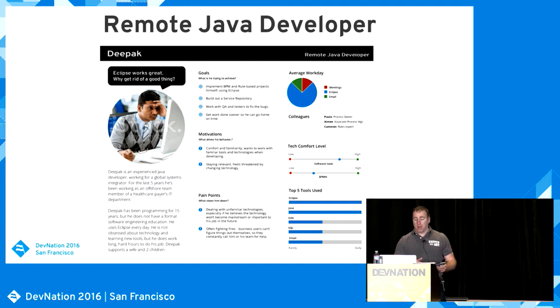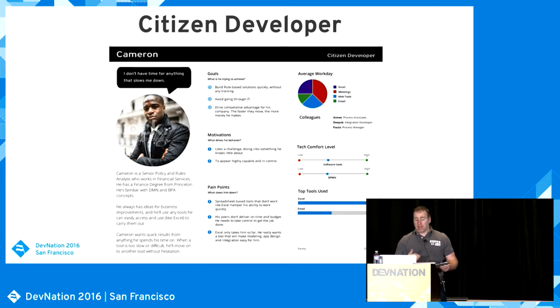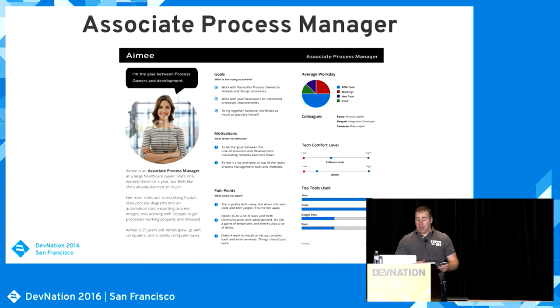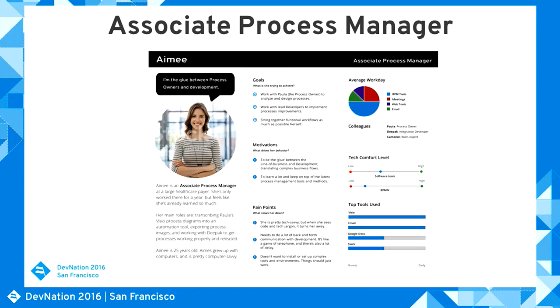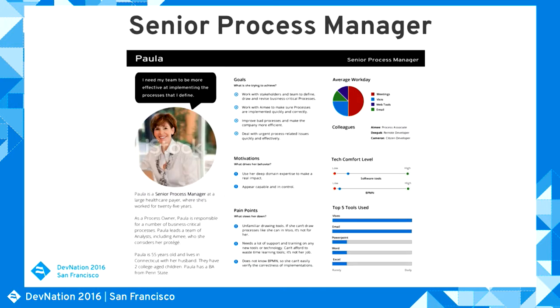So here's Deepak, the remote Java developer, Cameron, the citizen developer, and Amy, the associate process manager. Why am I showing these things to you? Because I'm trying to get across that Red Hat is really investing in usability. It's our number one priority, and the whole of engineering is now dedicated towards making this happen. The UXD are really doing a fantastic job with us to move everything we're doing to the next level. And senior process manager, Paula.